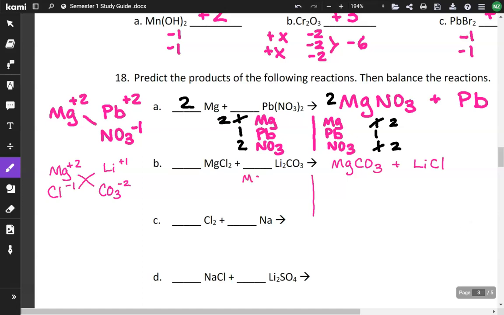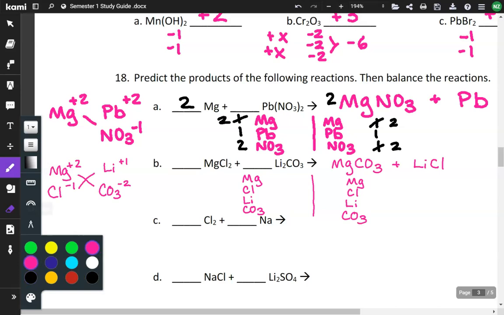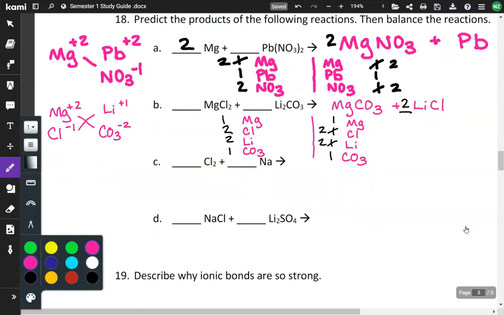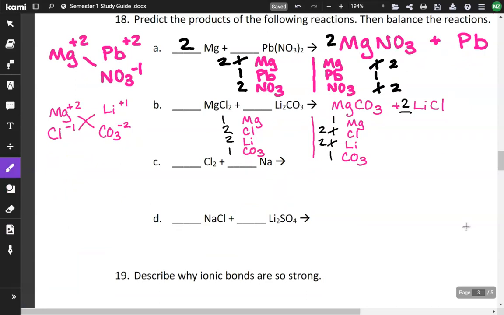Let's balance. So magnesium, chlorine, lithium, carbonate. All right, so 1, 2, 2, 1, 1, 1, 1, 1. So this one's easy to balance. Let's just stick a 2 right here. That makes that a 2. That makes that a 2. Balanced. Okay, so this one's relatively easy because we have, oh, and that is a double replacement.